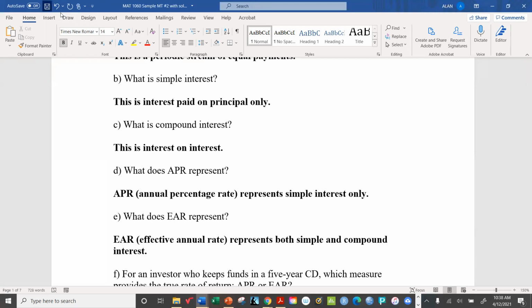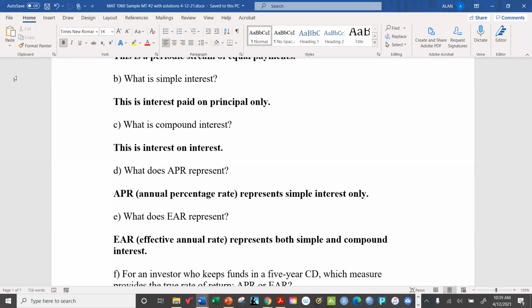So that's why the EAR is the more realistic measure of how much you're paying or how much you're earning, depending on whether you're borrowing or lending, because it incorporates both the simple and the compound interest. And so in the bank, when they show you both numbers, you'll know right away which is which, because the EAR is typically higher than the APR, but it is also the more meaningful of the two.